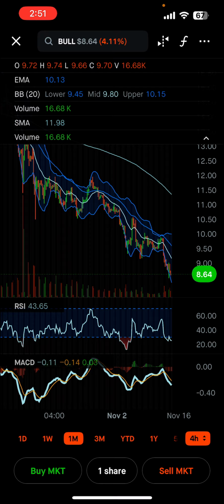But it is a very visual cheat code, in my opinion, for showing if the stock is stretched. And option selling is all about probabilities. It's not about predicting. So this helps you avoid selling puts at the top and also selling calls at the bottom. And yeah, Webull's a great example of this.